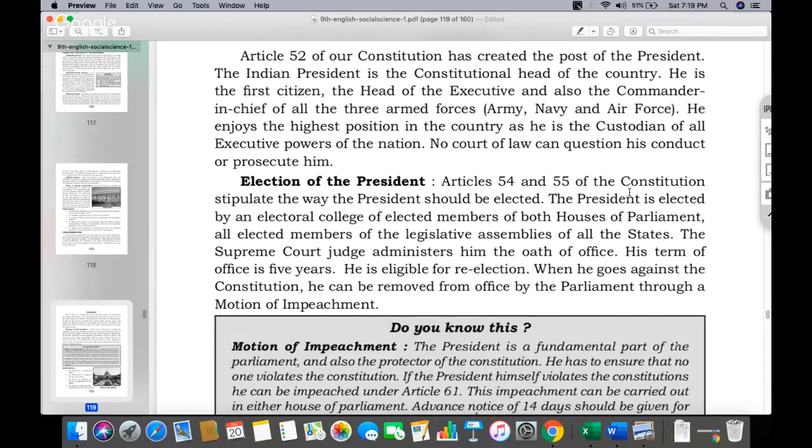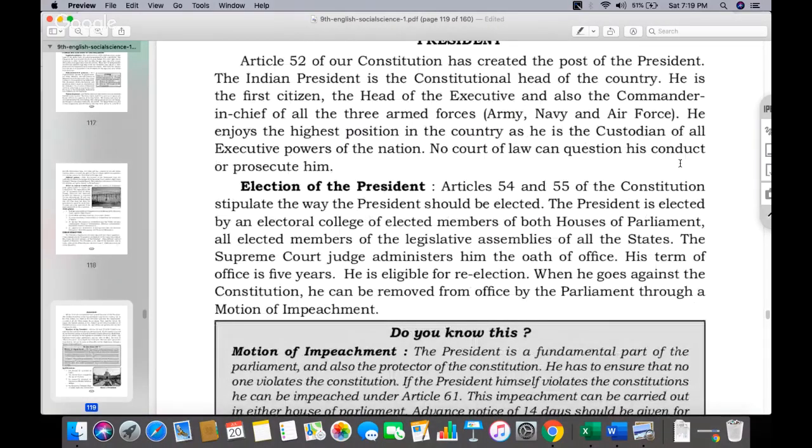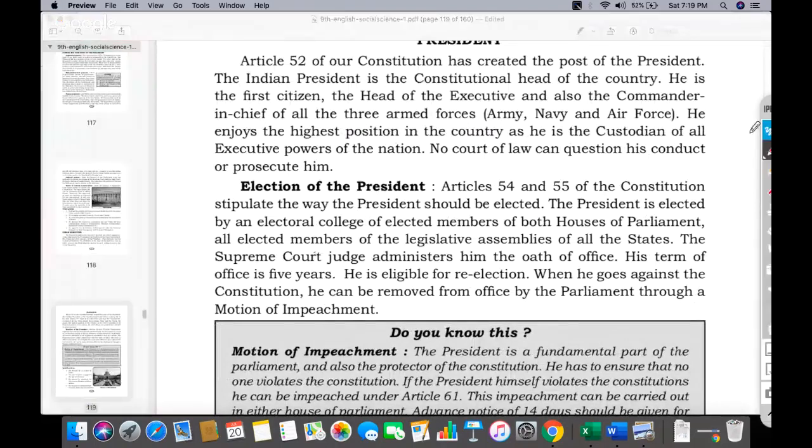So let's go to President. Creation of the post is by Article 52. He is the constitutional head of the country. He is the first citizen, head of executive, and the commander-in-chief of all three armed forces. No war can be done without his permission. Can he take discretionary decisions? No. All his decisions are taken with the advice of Prime Minister plus Council of Ministers.